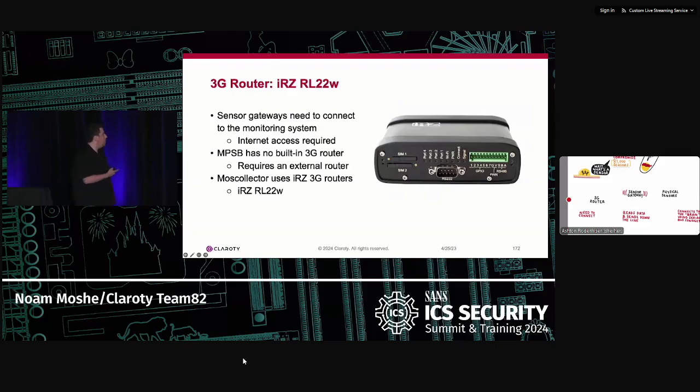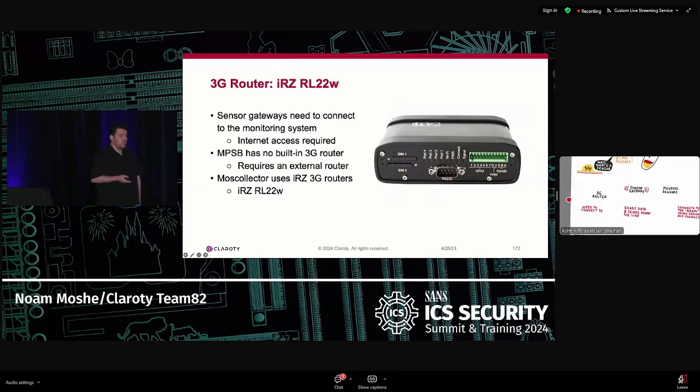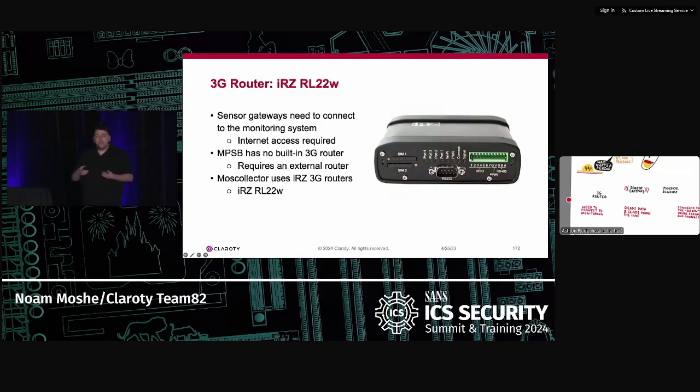And that's when 3G routers come into play. You see, they act as an internet access gateway. They connect to the sensors gateway, and their whole purpose is to make them internet accessible and connect to the monitoring system. Now, I personally love looking at 3G routers, and I found probably half a dozen platforms of 3G routers, found vulnerabilities in them and completely broke them. And I can tell you that this is a very interesting moving part in the attack chain, and it should be looked at and monitored specifically.